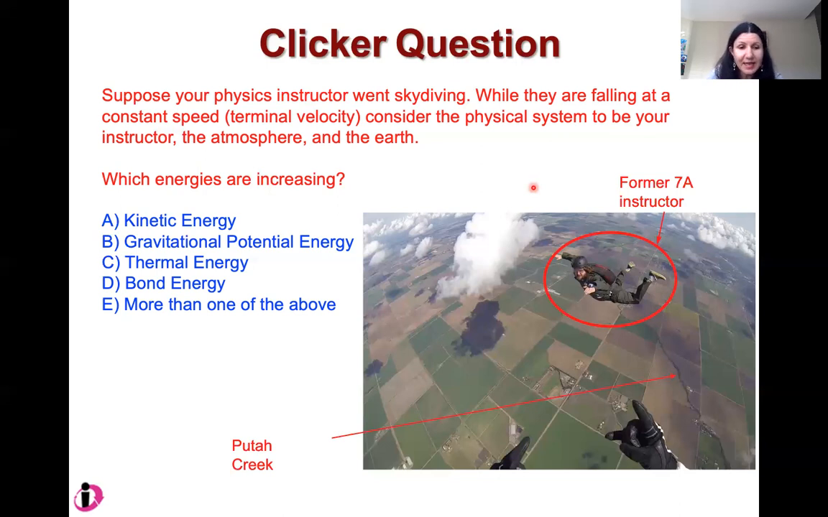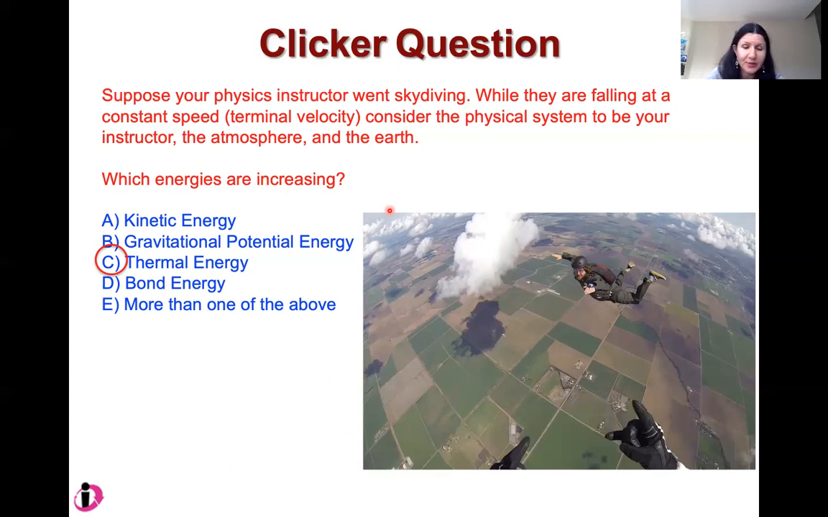So we know that something has to be increasing because we included everything in the physical system: the instructor, the atmosphere, the Earth. There's nothing left. Kinetic energy is constant, gravitational potential energy is going down, and there are no phase changes or chemical reactions. So what's the only choice left? Thermal energy. Here's an example again of mechanical and thermal energy being exchanged. All that gravitational potential energy is going to thermal energy. Where's it coming from? Air friction, and that's exactly what caused the terminal velocity in the first place.